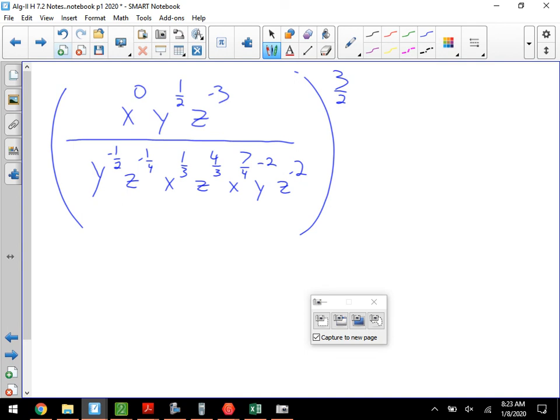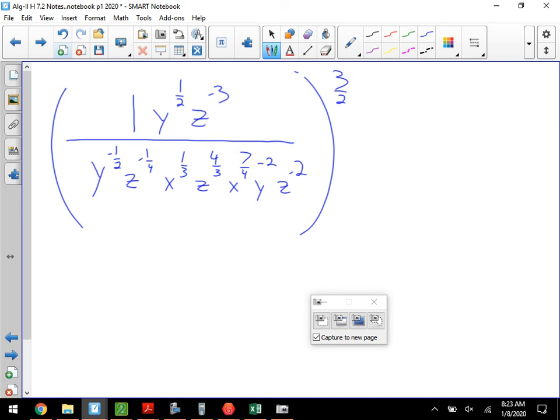X to the 0. Okay. X to the 0 is what? 1. So I'm just going to make that a 1 in my head. In this whole gargantuan, awesome-looking problem, are there any coefficients? No. So I don't have to worry about numbers. So before I do anything else, I'm going to make all of my exponents positive.